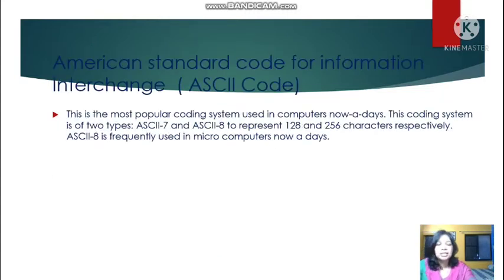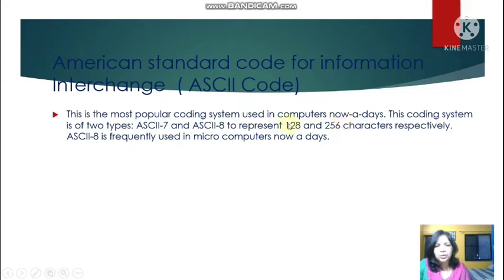Next comes the most famous one, which is used frequently nowadays in all microcomputers. Here we have the American Standard Code for Information Interchange, whose acronym is ASCII code. It has two variations: one uses 7 bits and another uses 8 bits, ASCII 7 or ASCII 8. If you are following ASCII 7, it will be able to represent only 128 characters, and if you are following ASCII 8, it will represent 256 characters.